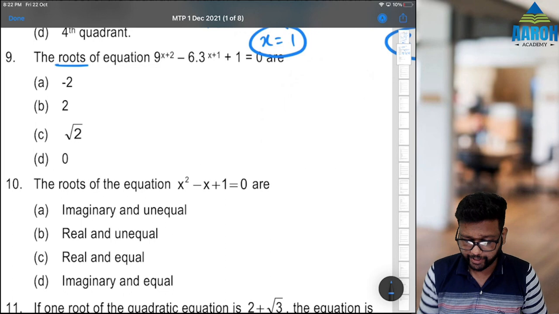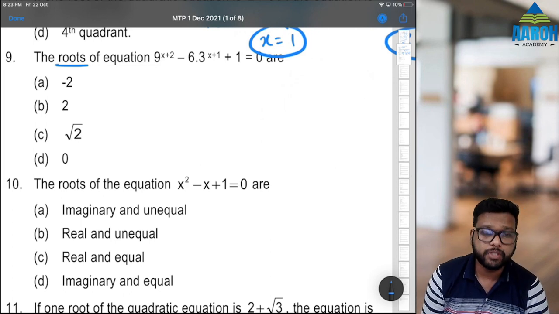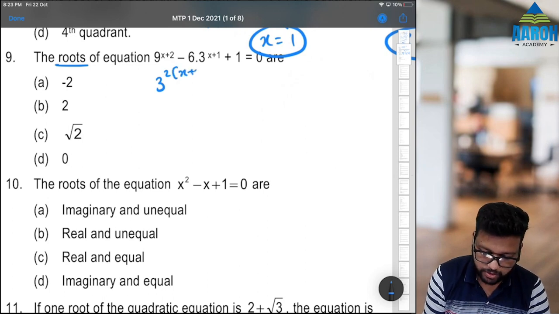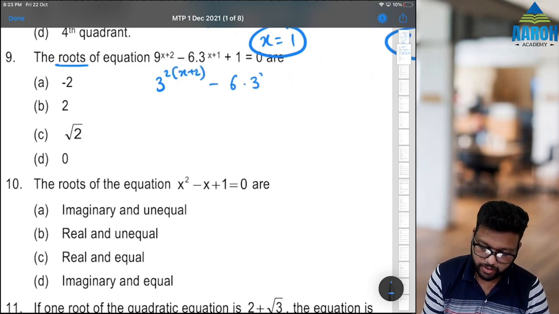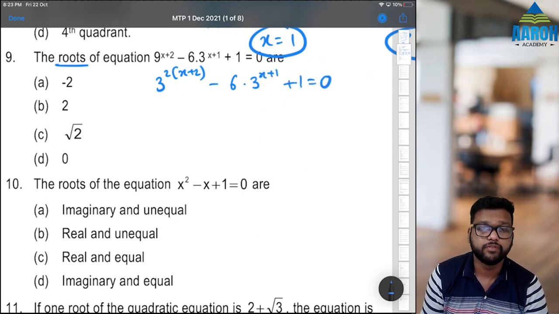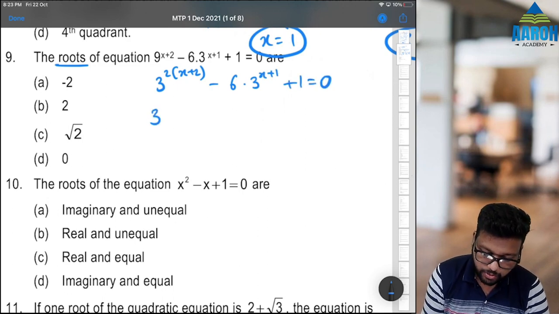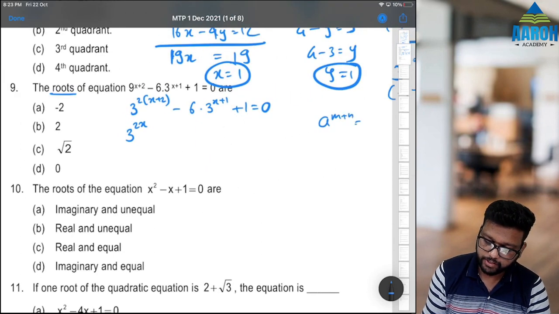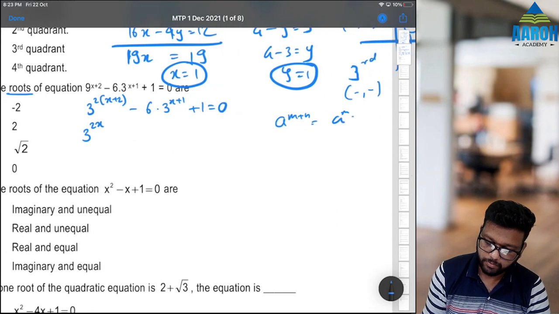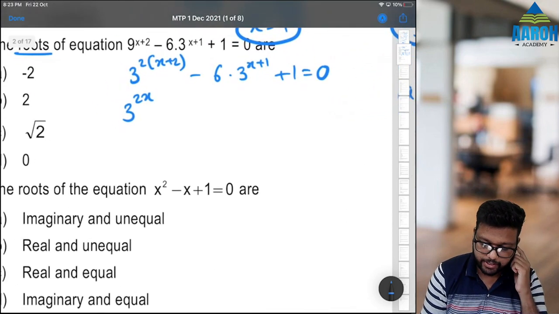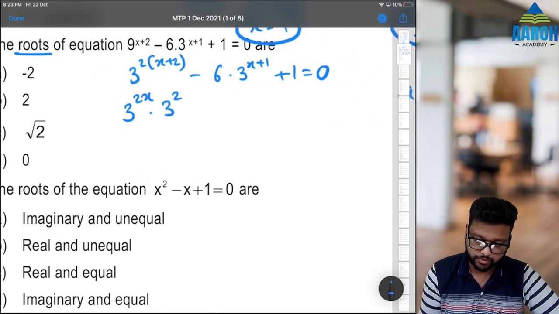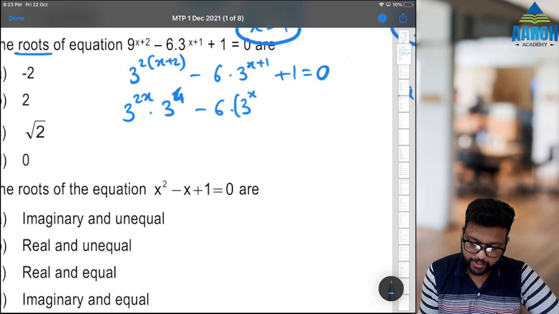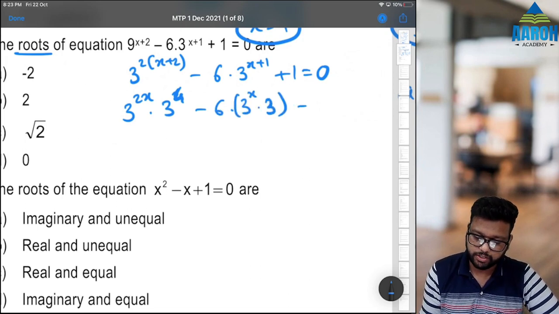Don't hesitate. Chalo. 9 raised to x plus 2. We can write it as 3 raised to 2. 9 is 3 square into x plus 2. Minus 6 into 3 raised to x plus 1 plus 1 is equal to 0. Then we can write it as 3 raised to 2x. Now understand, a raised to m plus n is equal to a raised to m into a raised to n. So we can just write it as 3 raised to 2x into 3 raised to 2, 3 raised to 4, minus 6 into 3 raised to x into 3 raised to 1 plus 1 is equal to 0.